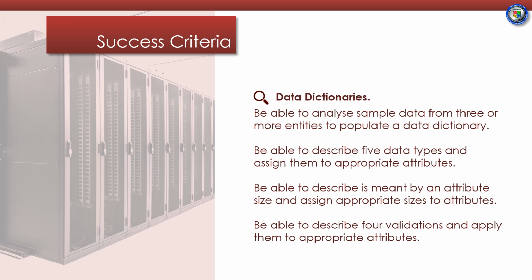As always, we have some success criteria, and for today's lesson it is as follows. We'll be able to analyse sample data from 3 or more entities to populate a data dictionary, be able to describe 5 data types and assign them to the appropriate attributes. We'll be able to describe what is meant by an attribute size and assign appropriate sizes to the attributes themselves. And we'll be able to describe 4 validations and apply them to the appropriate attributes.